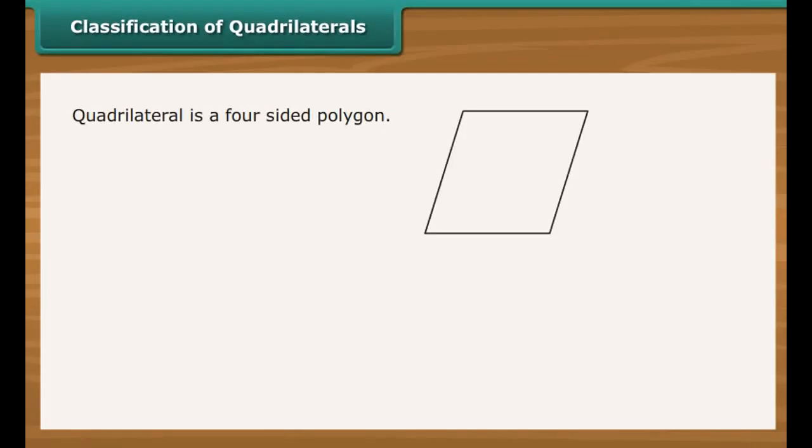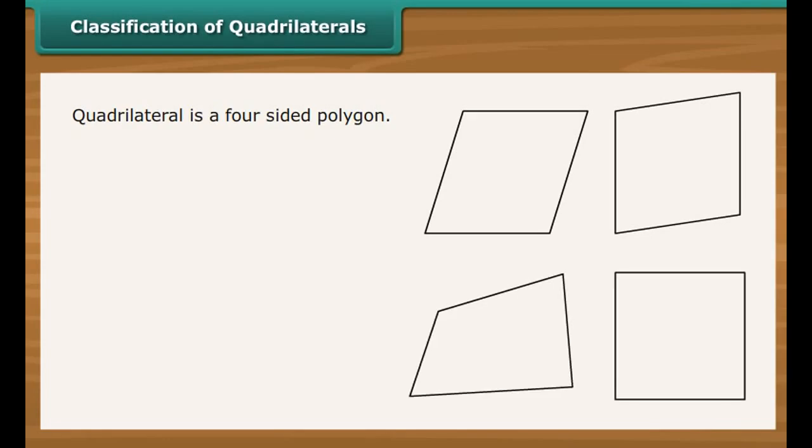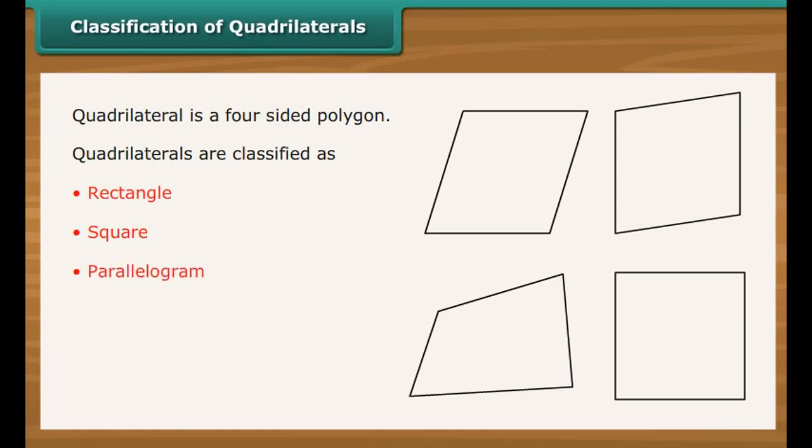Classification of quadrilaterals. Quadrilateral is a four-sided polygon. Quadrilaterals are classified as rectangle, square, parallelogram, rhombus, and trapezium. Let us learn the properties of each.